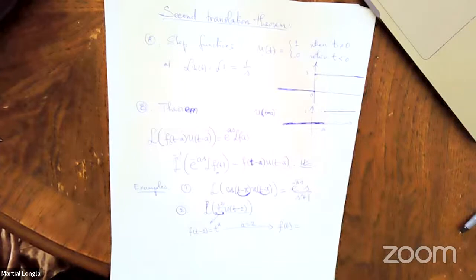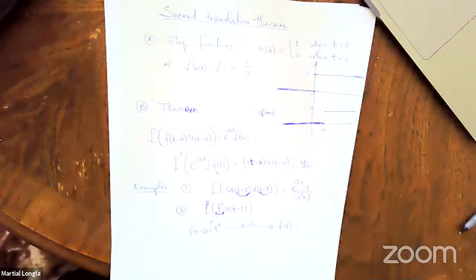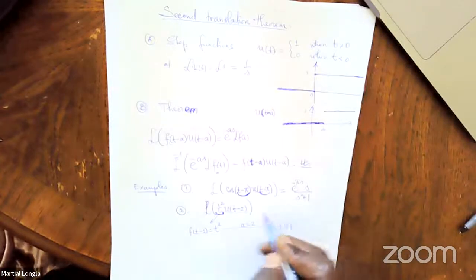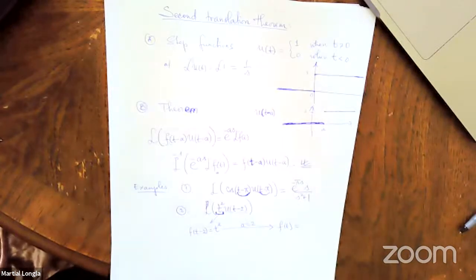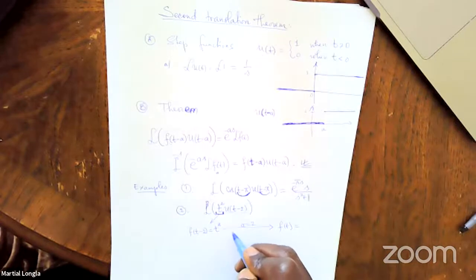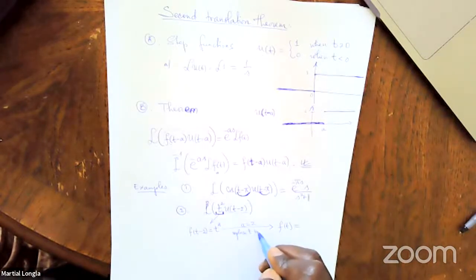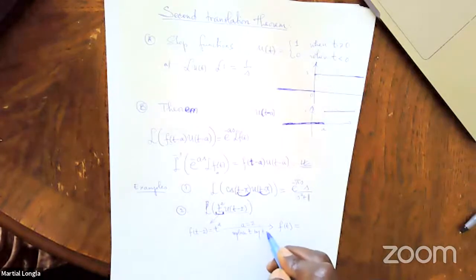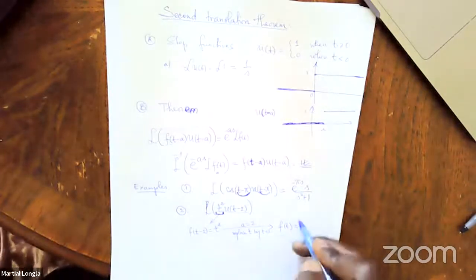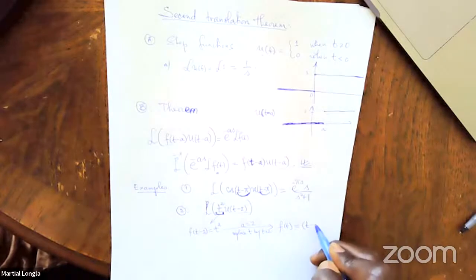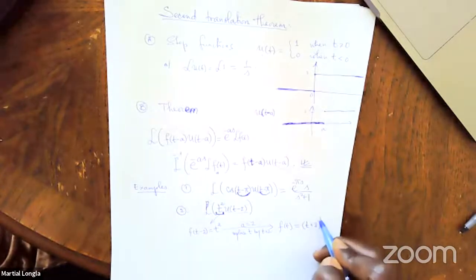Would it be t plus 2 squared? T. So we replace t by t plus 2, right? So exactly the same thing we did on the other side. So here we replace t by t plus 2. That becomes t plus 2 squared.